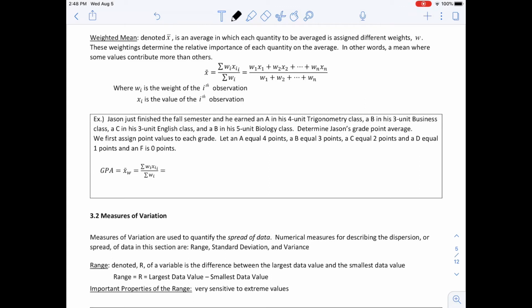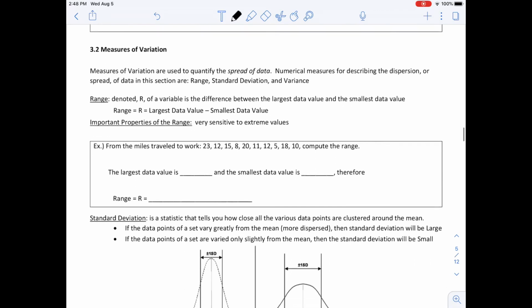The next thing that we have is a weighted mean. And this is denoted x bar. It's an average in which each quantity to be averaged is assigned different weights, w. These weightings are determining the relative importance of each quantity on average. In other words, a mean where some values contribute more than others. So there's a formula there to calculate the weighted average or the weighted mean. And there's an example right below it that I'm going to circle, and we will look at that together in class.